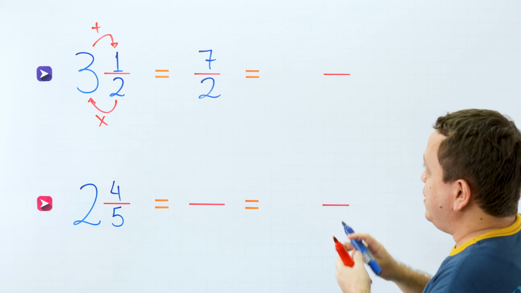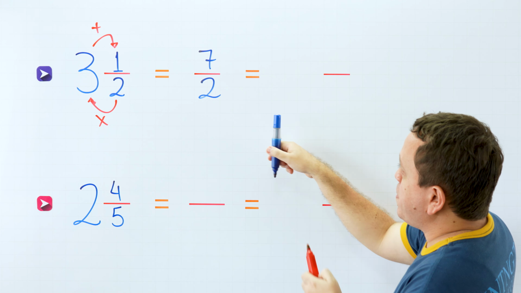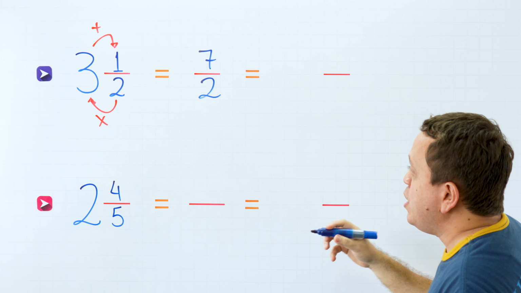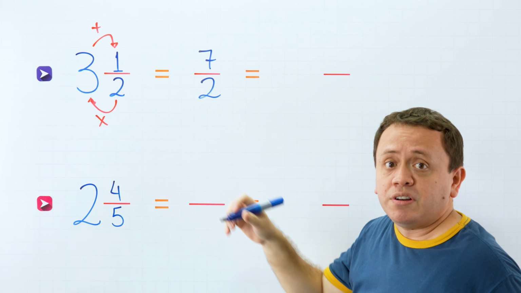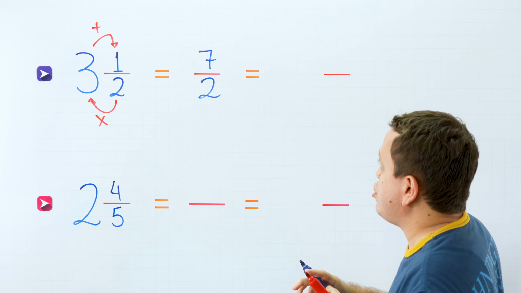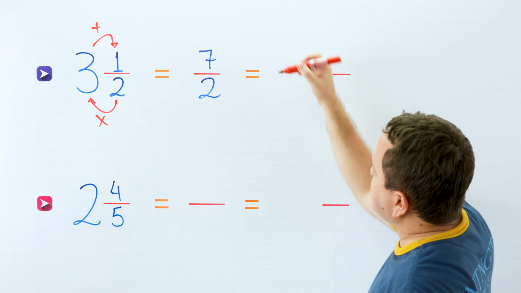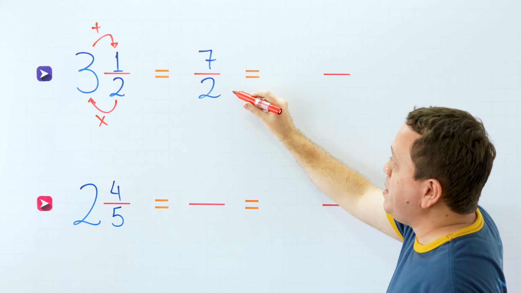In the next part of this example, we're going to convert the improper fraction 7/2 to a mixed number. Before, we started with a multiplication. Now we're going to start with a division. We're going to divide the numerator 7 by the denominator 2.